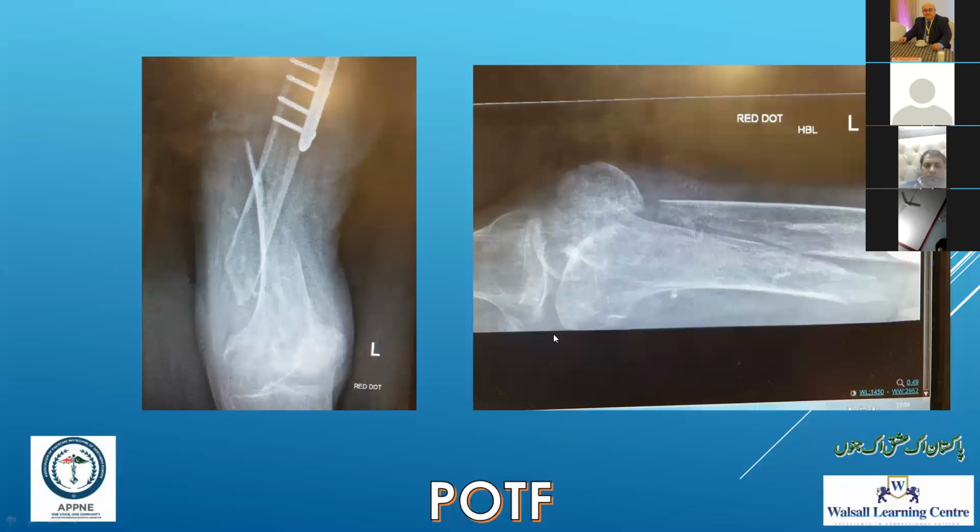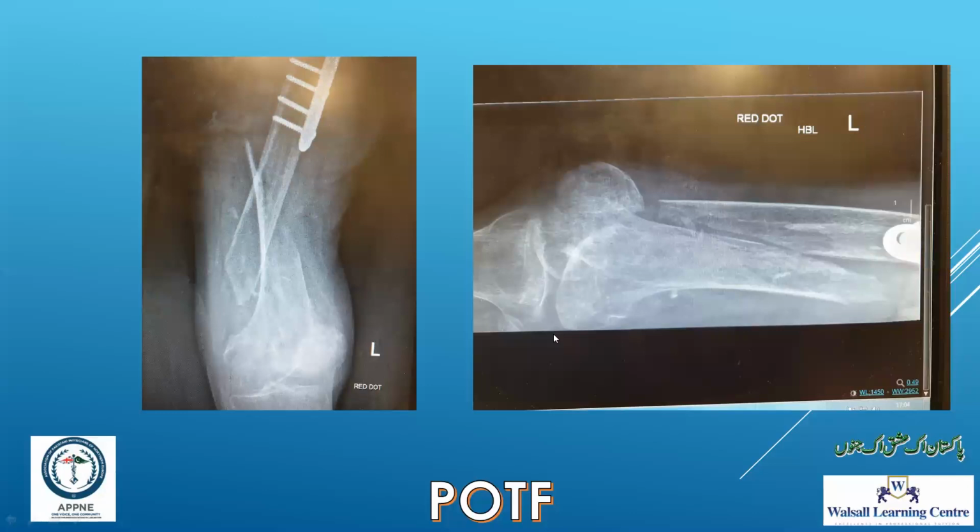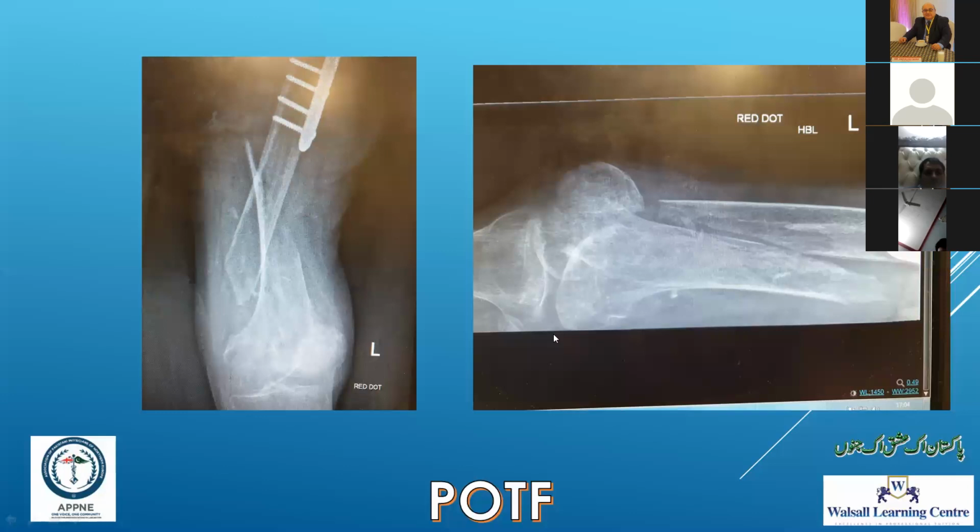So I accept. Yeah, long blade DHS is another option. But you have to take something out. Why do you want to take this out? Why can't you fix this with everything still intact? Then we can lag it and apply another neutralization plate over it. Okay. So you can leave it alone by putting it in traction.